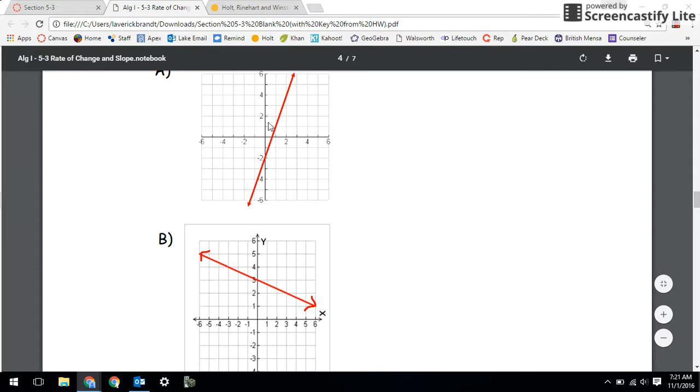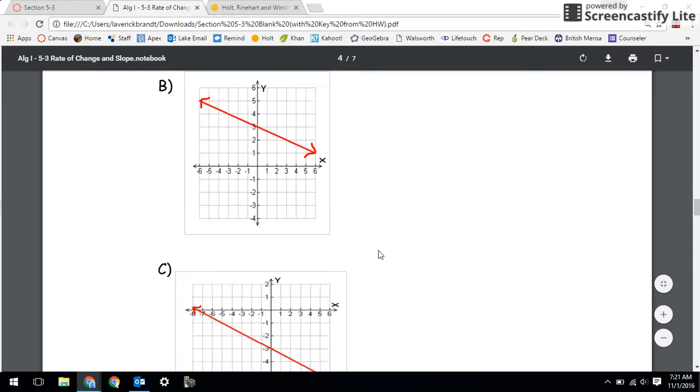If I jump back up to this one, if I tried to make an N, it would be backwards. This makes a good N. This is a negative sloping line. So the answer here would be negative 1/3.